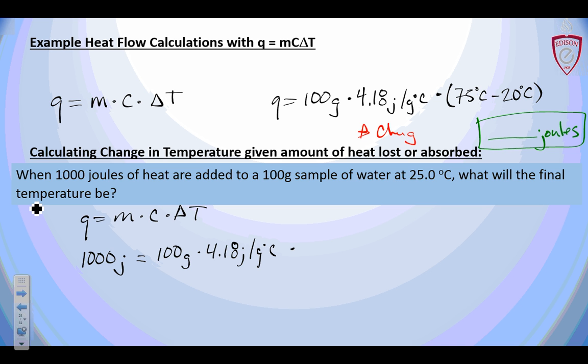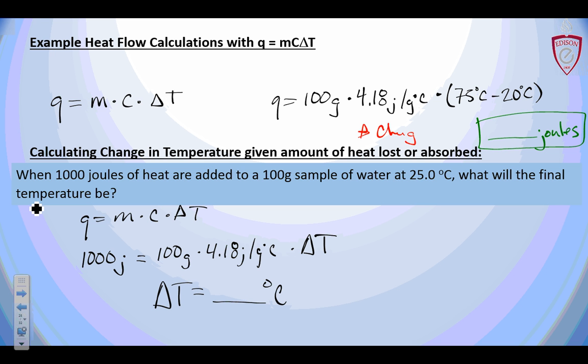Times delta T. Solve for delta T. Right, so delta T equals a number. And then delta T is always going to equal the final temperature minus the initial temperature. Right, so you mean there's another little tiny step? There's another step here.